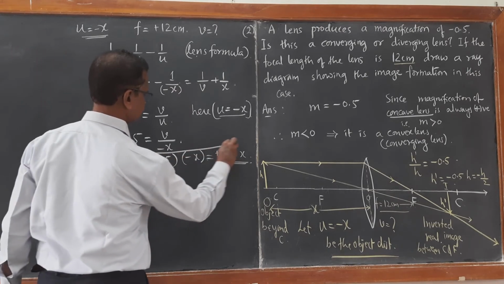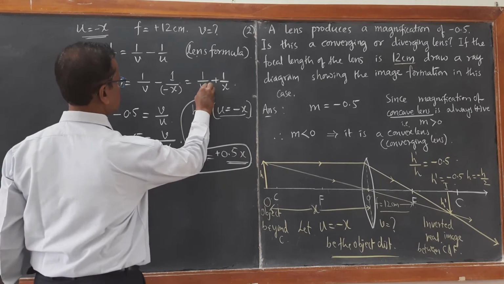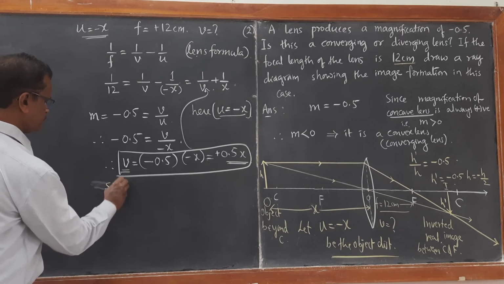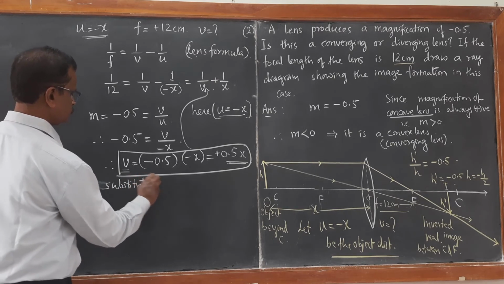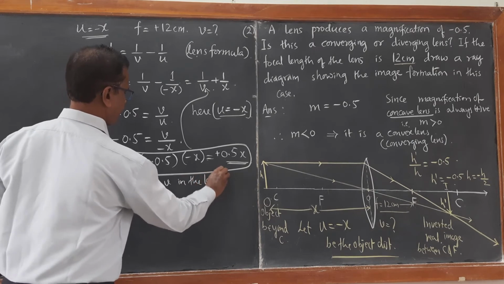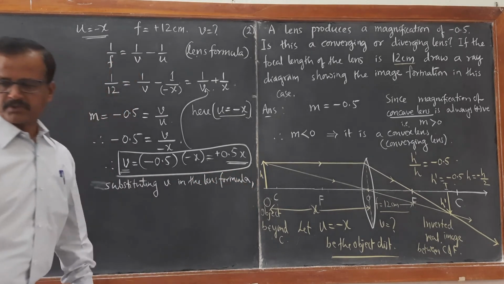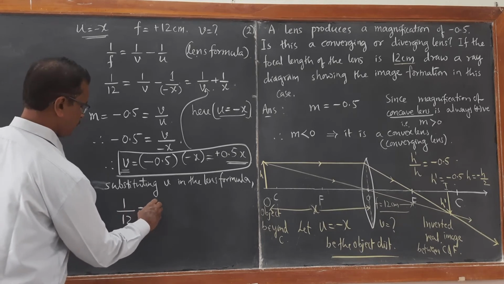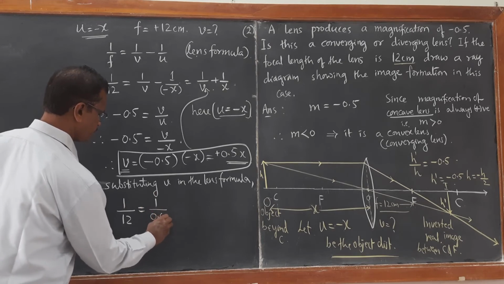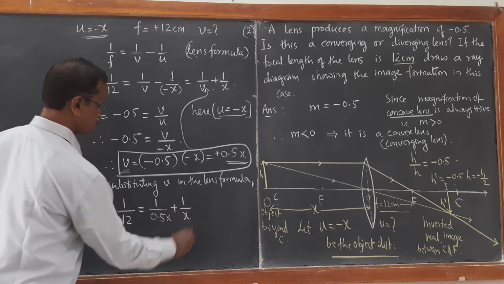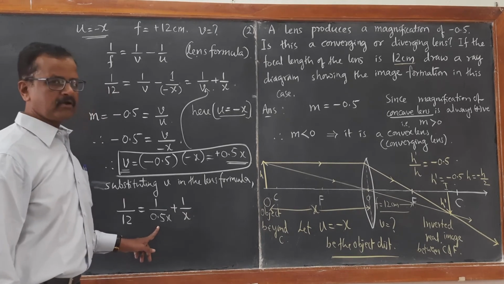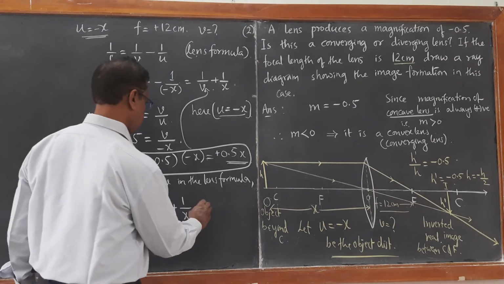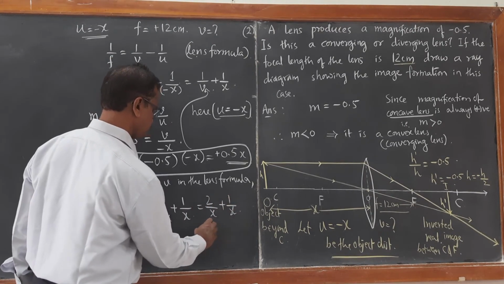Substituting v in the lens formula, we get 1 by 12 is equal to 1 by 0.5x plus 1 by x. 0.5x is the denominator, so if you write it as 5 by 10, 10 comes to the numerator, so it becomes 2 by x. 2 by x plus 1 by x becomes 3 by x.